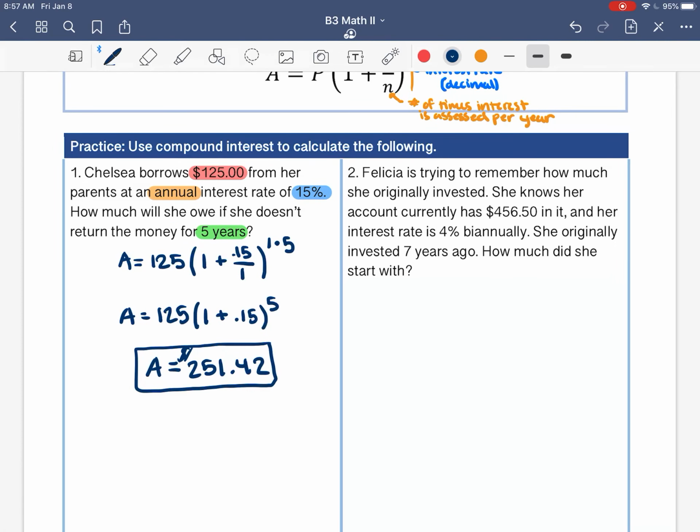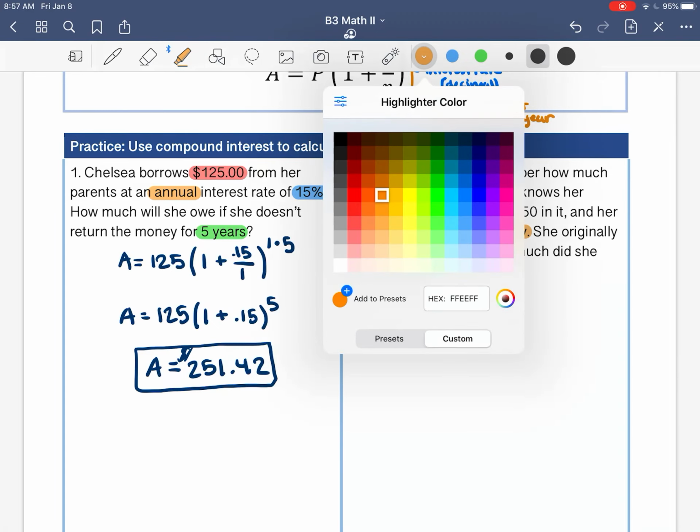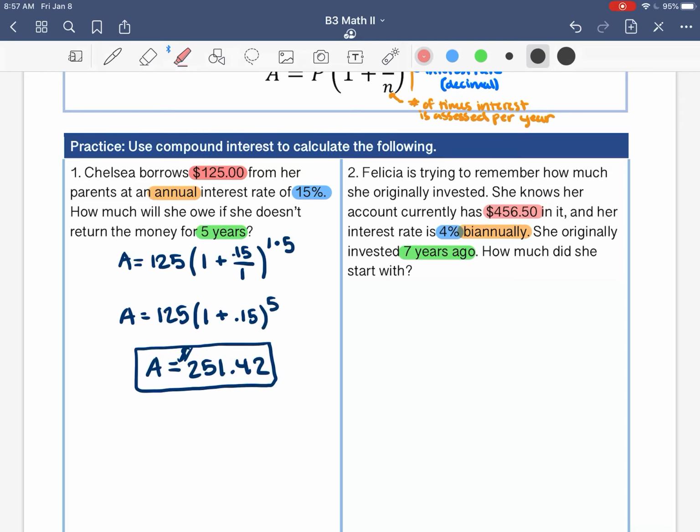Last one here, Felicia is trying to remember how much she originally invested. She knows her account currently has $456.50 in it, and her interest rate is 4% biannually. She originally invested 7 years ago. How much did she start with? So we have biannually, which means twice a year. The interest rate is 4%. Time is 7 years, and $456.50 is how much she originally invested.